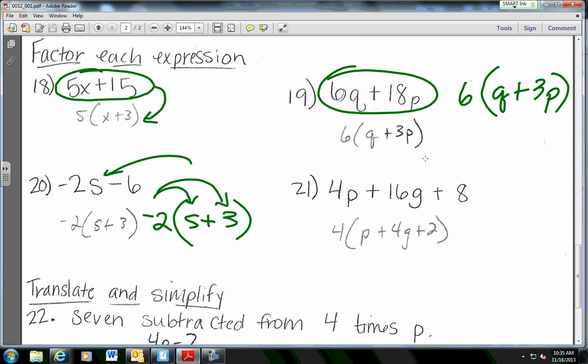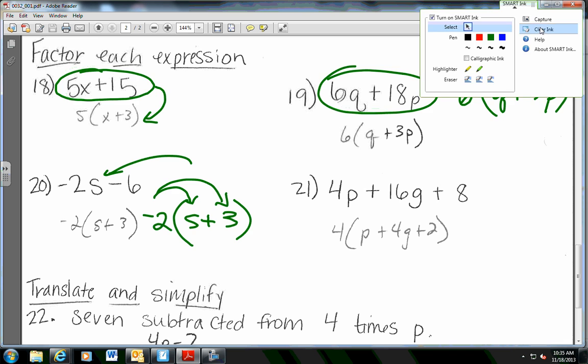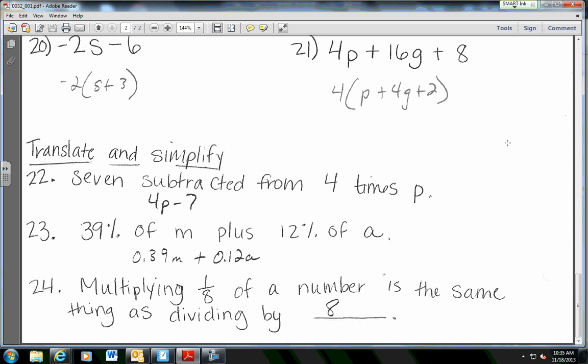And the last couple problems here. Translate and simplify. 7 subtracted from 4 times p. Remember your vocabulary, subtracted from is one of those flip words. So it's not going to be 7 minus 4p. It must be 4p minus 7. 7 is being subtracted from 4 times p. And again, 4 and the p right next to each other, no dots or x's in between.